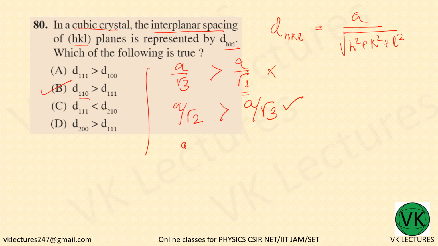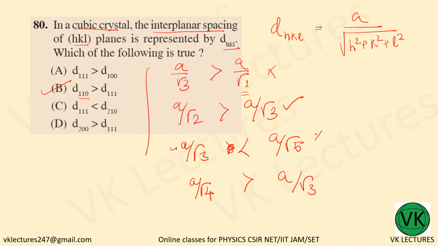A divided by root 3 less than A divided by root 5? A divided by root 4 greater than A divided by root 3? Here this is greater, so this is also false. Here too this is greater, so this is also false. So option B.